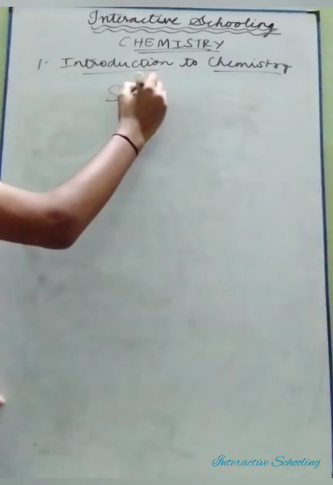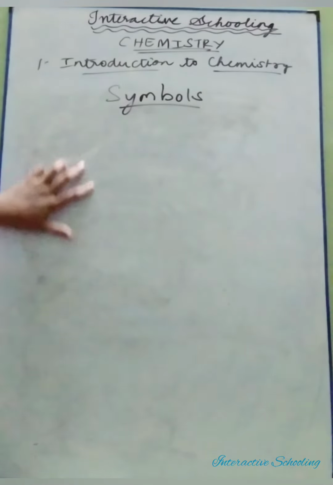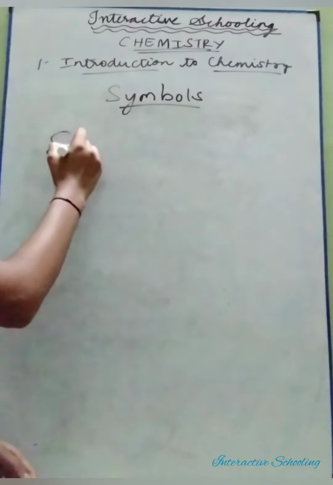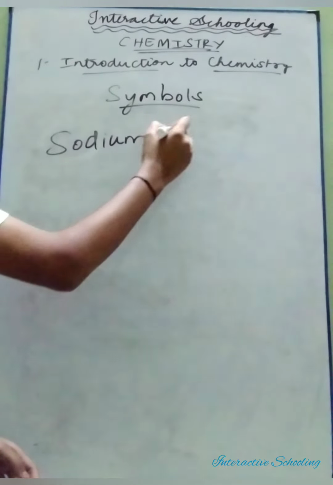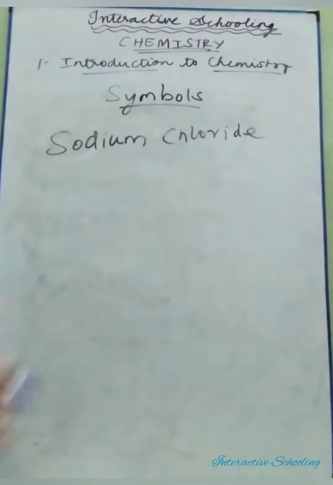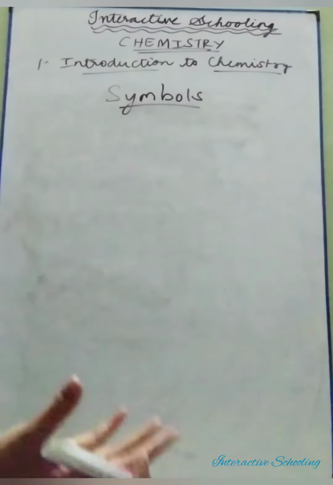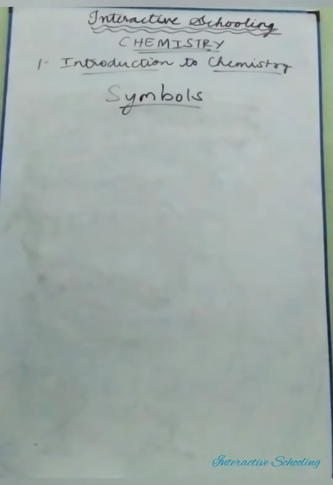In the previous video, we learned about the various atomic models that were proposed, and in this video, we shall learn about symbols. Symbols are a very important part of chemistry. Before this, if you had to write everything in its full form, sodium chloride, dihydrogen oxide, like that, it would be very hard, right? So what scientists started doing was they started giving abbreviations or symbolic representations to every element.